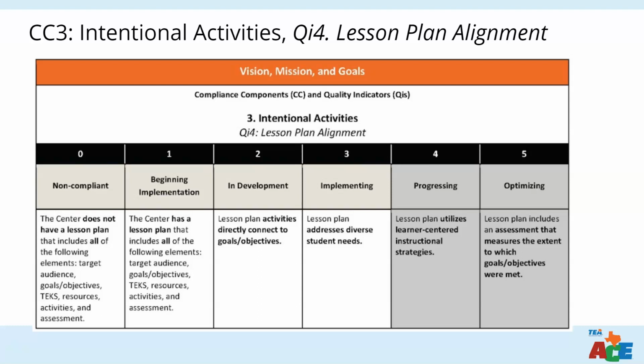Learner-centered instructional strategies encourage students to take ownership of their learning, and activities allow learners to actively construct their own knowledge. And 5, optimizing. We will look for evidence that the lesson assessment measures the extent to which goals or objectives were met. Plan to upload an artifact that shows what a student or group of students learned as a result of the lesson, and be sure that the learning demonstrated directly connects to lesson goals and objectives.